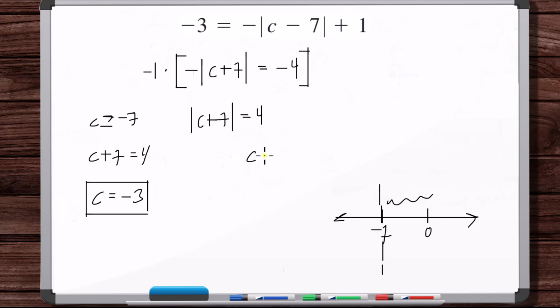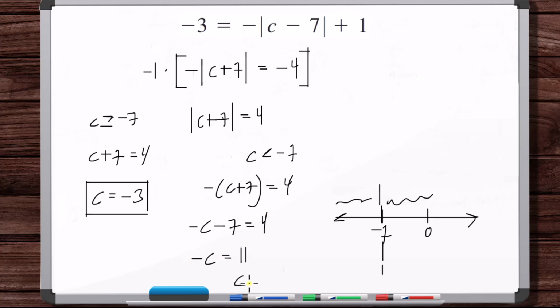All right, so now what about when c is less than -7? Now we've accounted for all values after we do this. So we simplify that. Since we know this is going to be negative, we can just remove the absolute value and put a negative out front. So minus c minus 7 is equal to 4. Add 7 to both sides. Multiply both sides by -1. Is this less than -7? Yes, so that's a solution. Those are the two solutions, the only two solutions.